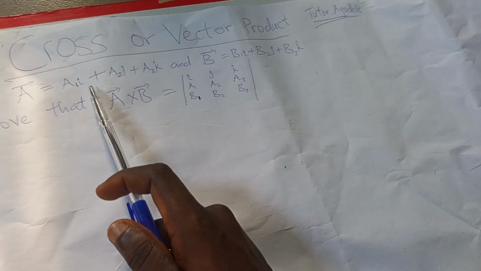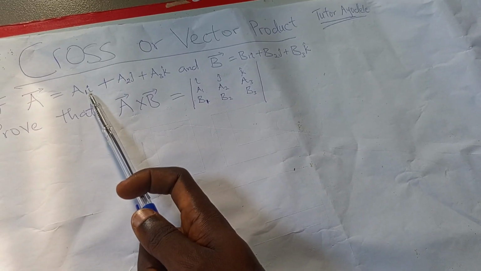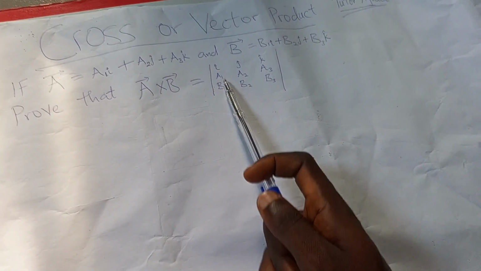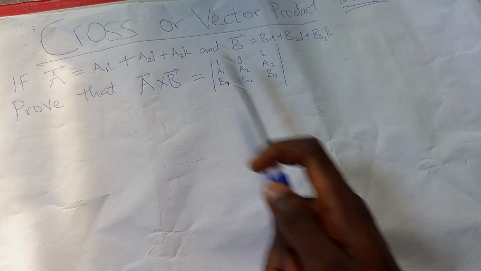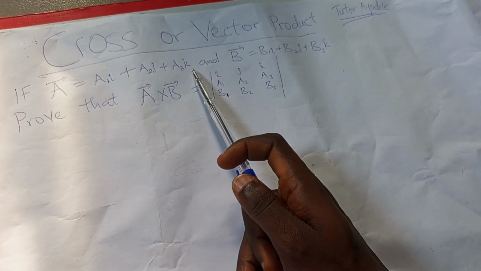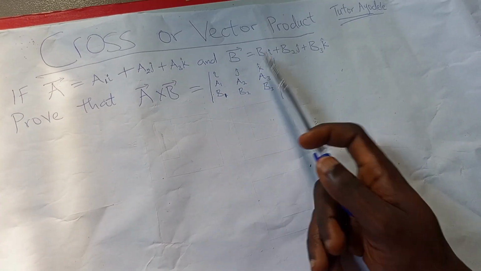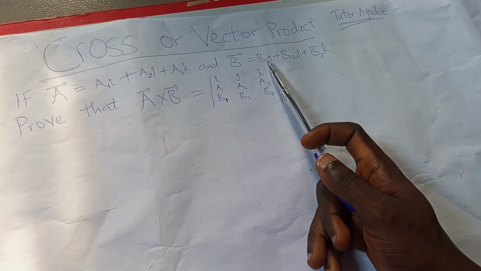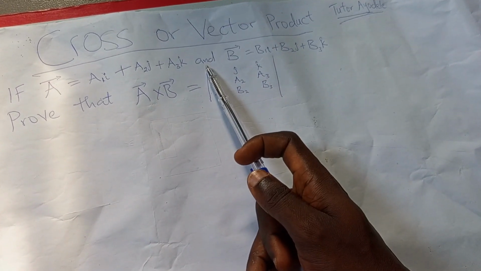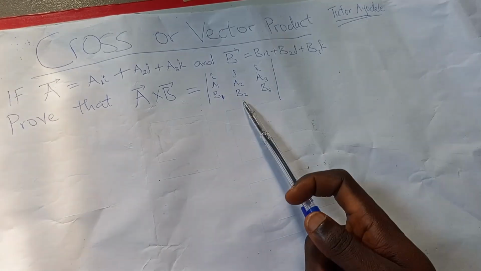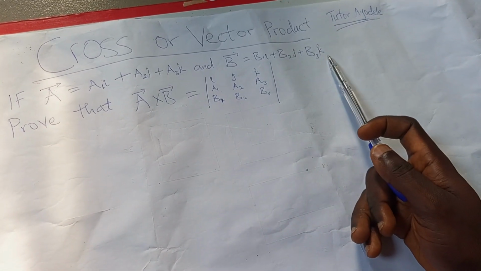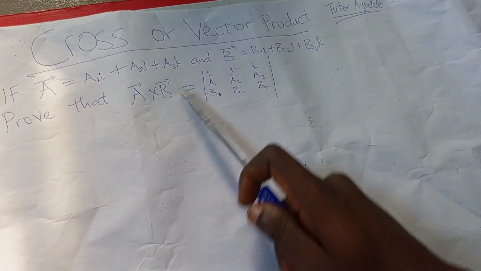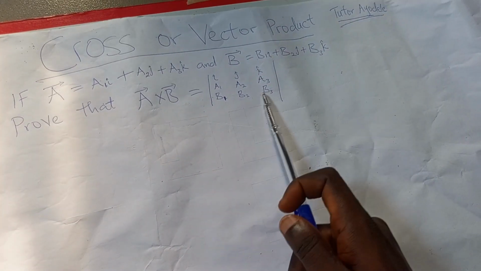If you look at the coefficients of A, we have A1 I, so A1 will be under I. A2 is under J, A3 is under K. The same thing applies to B. B1 is for I, so it is under I. B2 is under J, while B3 is under K. So that is how they arrive at this. A cross B can also be represented in this format.